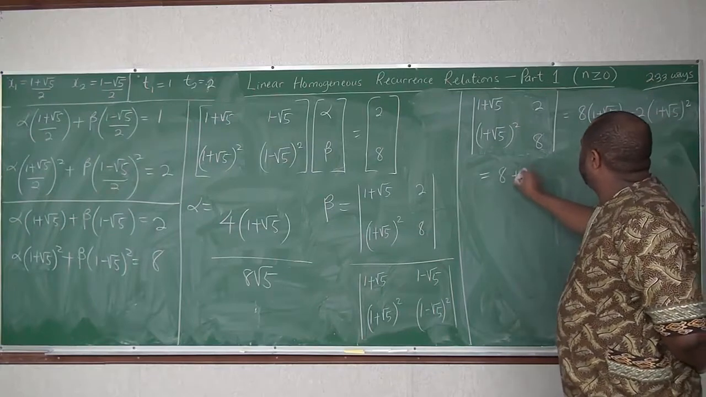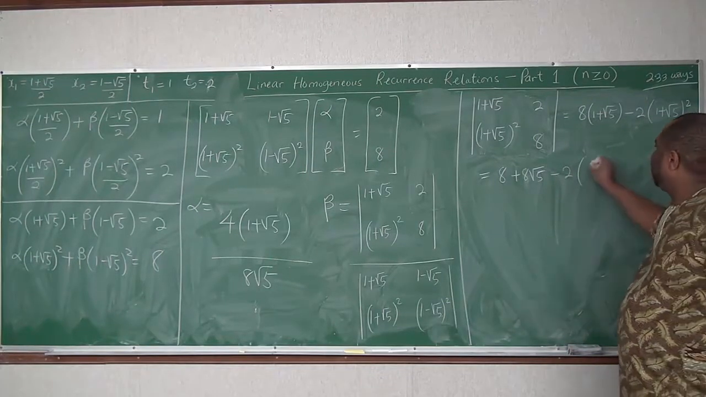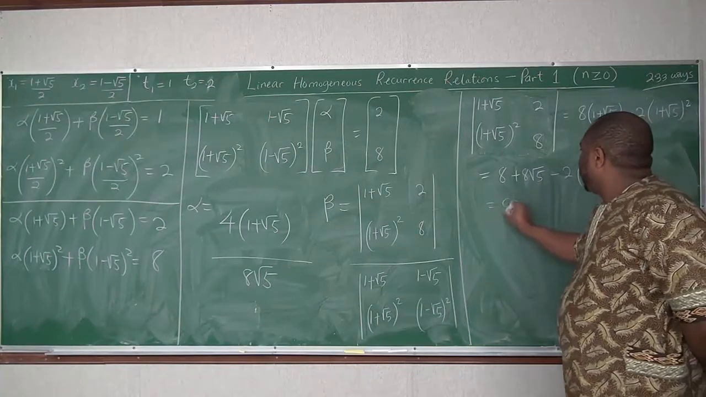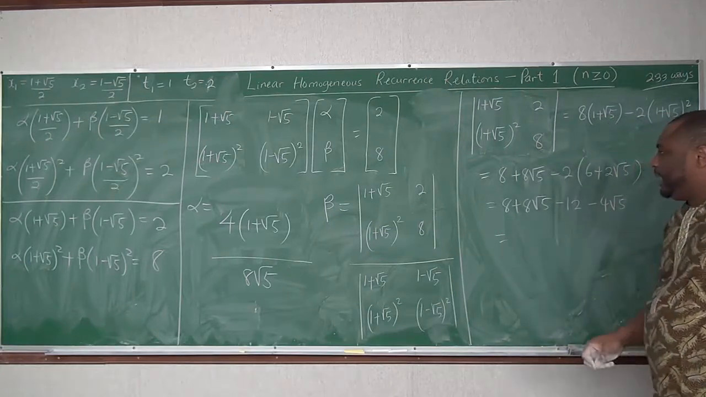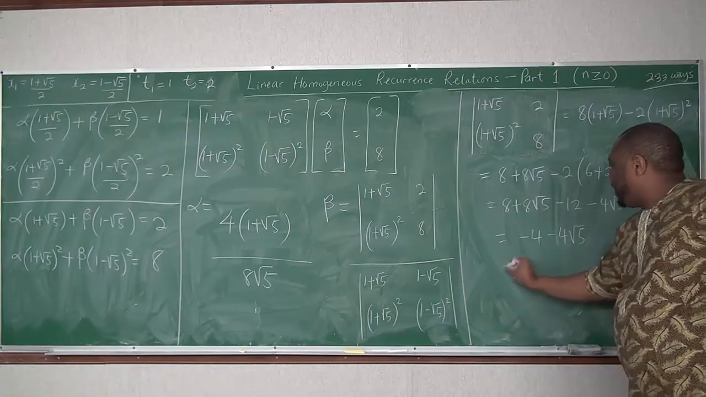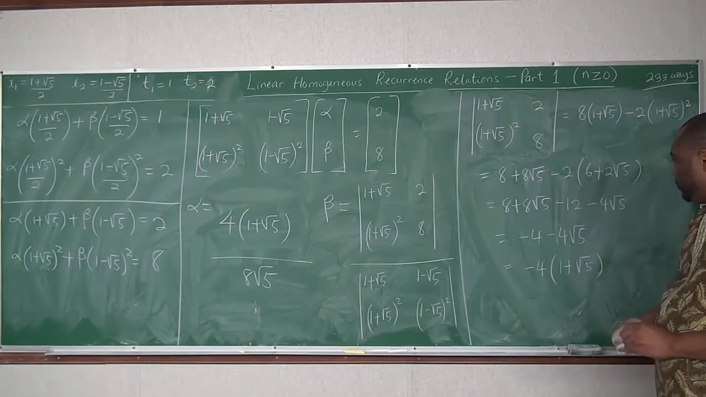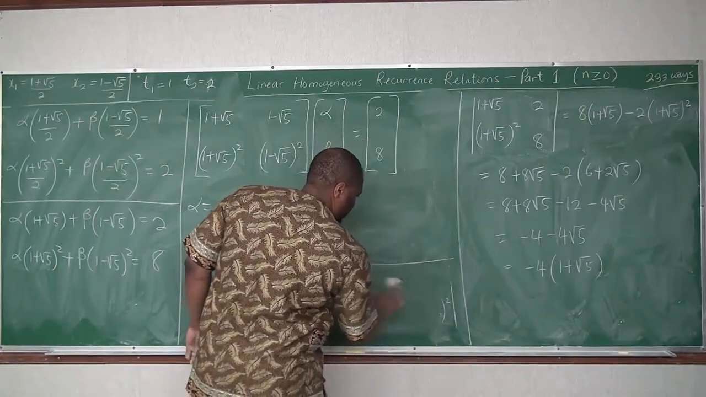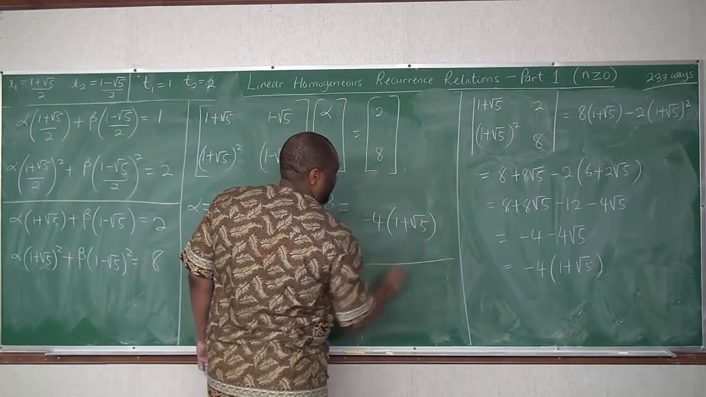So this gives us 8 plus 8 root 5 minus 2 times 1 plus root 5 plus root 5 plus 2 root 5 plus 5, so 6 plus 2 root 5. So this will give us 8 plus 8 root 5 minus 12 minus 4 root 5. And 8 minus 12 is minus 4. 8 root 5 minus 4 root 5 is plus 4 root 5. That gives us minus 4, factor by GCF, minus 4 times 1 plus root 5. So this will be minus 4 parentheses 1 plus root 5, all over 8 root 5.